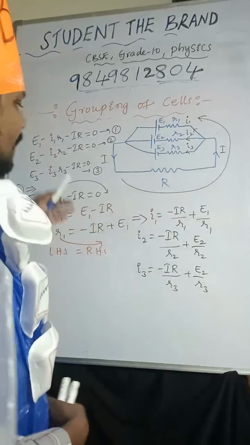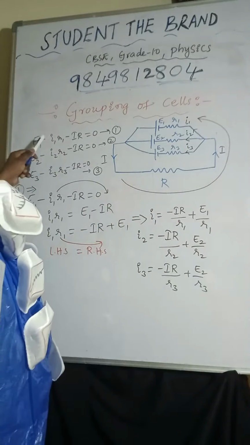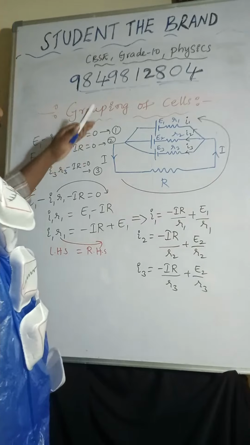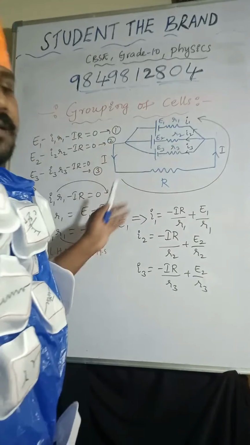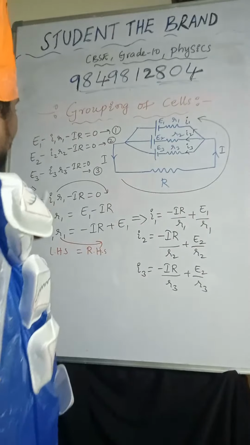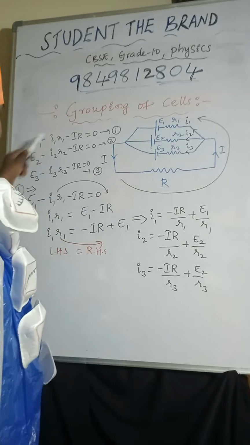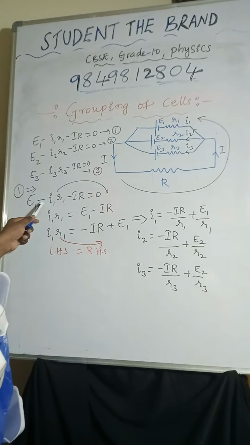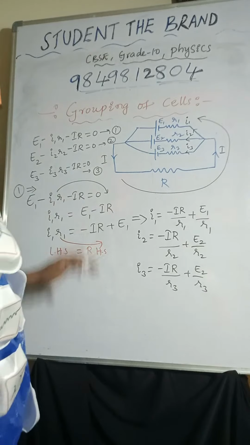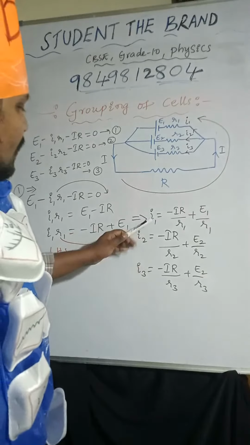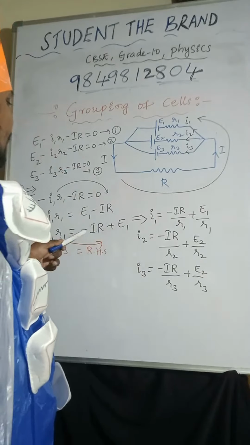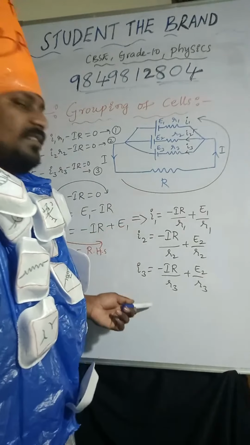Okay, that's why I'm taking it like this: E1 minus I1 R1 minus IR equal to 0. Similarly we write equations 1, 2, 3 in the same format. Coming to this, from equation 1, I am taking the I1 R1 term to that side. So we need I1, I2, I3, and that's why from equations 1, 2, 3, I am writing I1, I2, I3.